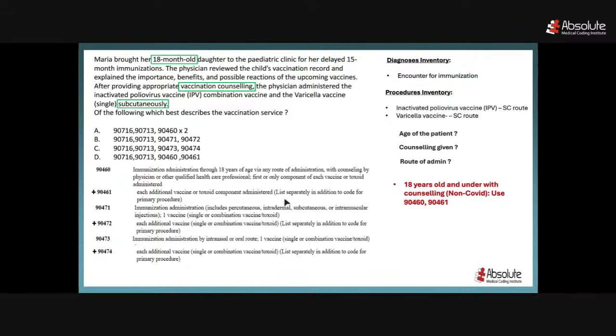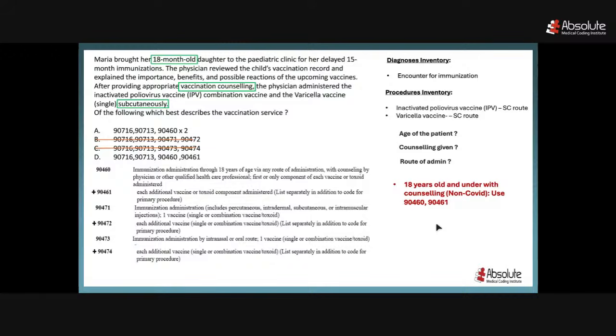Now, the guideline states that for 18 years and under with counseling for non-COVID vaccine, you can use CPT administration codes 90460 and 90461, right? So the guideline and the criteria are met for using administration code 90460 and 90461 here. So we have a patient of 18 months, counseling given. That means option B and option C both are incorrect.